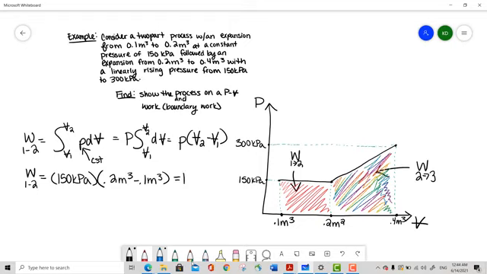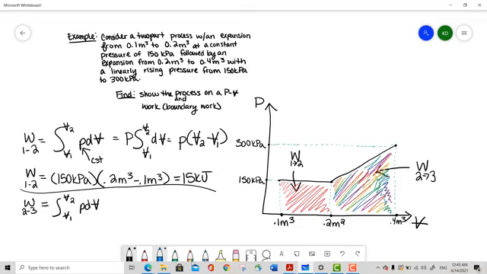And that equals 15 kilojoules. Okay, so that's our work here between 1 and 2. And then we'll do the same thing for work 2 to 3. And let's see, we'll just continue. We'll just do it again, just so that you guys can see it again.